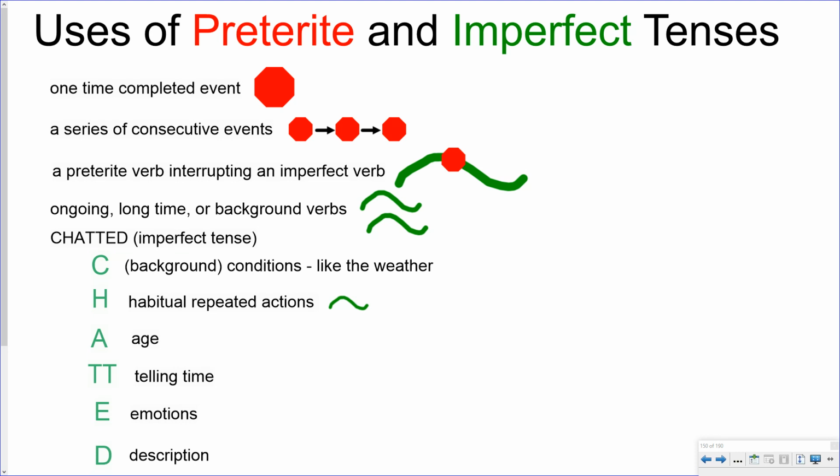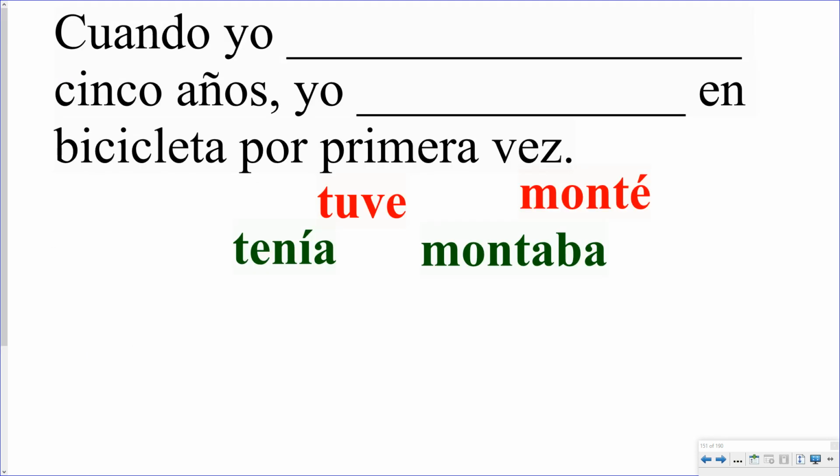Remember, when do we use the preterite? We're saying that the preterite is red, like a stop sign. Red is for stop. It's for a one-time completed event. We can also use it for a series of consecutive events, as well as for an interruption in our story. And the imperfect, green, is for go. So we use the imperfect for ongoing actions in the story, background events, long-time events, things that are repeated or habitual. And we also have that acronym CHATTED to help us remember some other uses of the imperfect, including age and telling time. So here's our examples, and we're going to drag the correct verb into the blank.